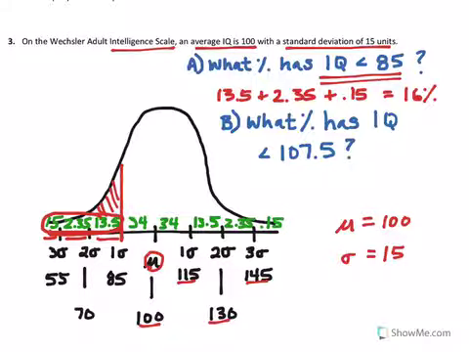But then we have a question like this. Well, what percentage of the population has an IQ that is less than 107.5? Well, 107.5 lies right here, and it's not an exact standard deviation. So now I want to answer this question here.